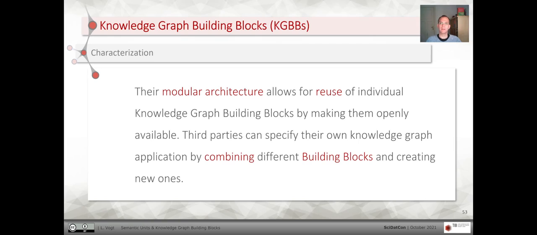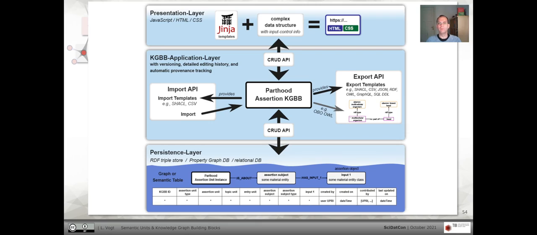Their general modular architecture allows for reuse of individual building blocks by making them openly available so that third parties can specify their own knowledge graph application by combining different building blocks and creating new ones. This is a general overview or schema here for the example of a parthood assertion building block. It provides input templates, export templates, and a complex data structure together with Jinja templates that provide the HTML for the front end. And in the back end, the data could be stored in a graph or in a semantic table, so in a relational database.